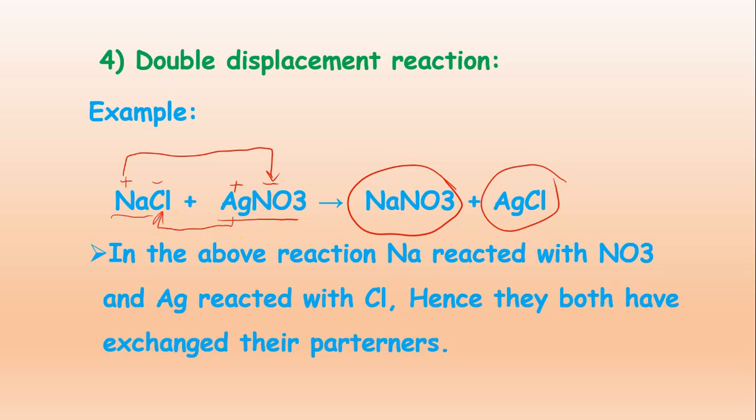Like I have mentioned here, in the above reaction, sodium reacted with the nitrate and produced sodium nitrate, and then silver reacted with chloride to produce silver chloride. Hence they both have exchanged their partners. So this was the concept of the double displacement reaction, and I think it is very clear from this example.